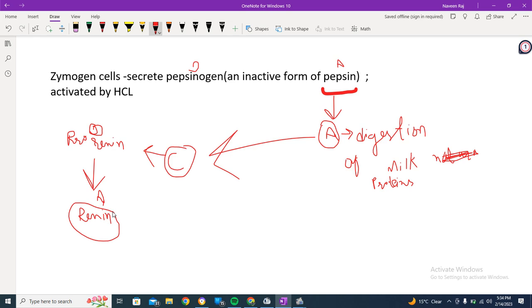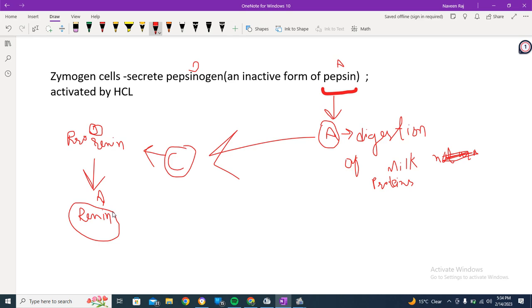Chymosin. Okay. The principal protein of milk, caseinogen, is converted into casein. Casein is present in the form of caseinogen. It works in alkaline environment. So what is the function basically? It is converting the caseinogen protein into casein, right?